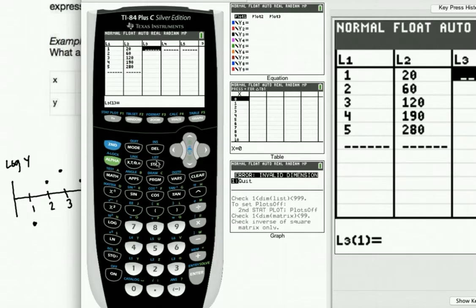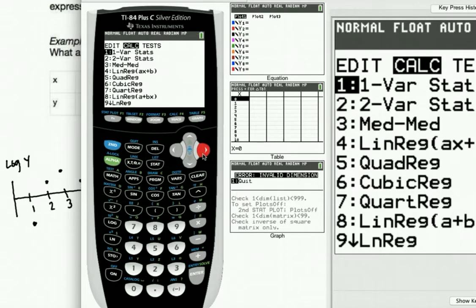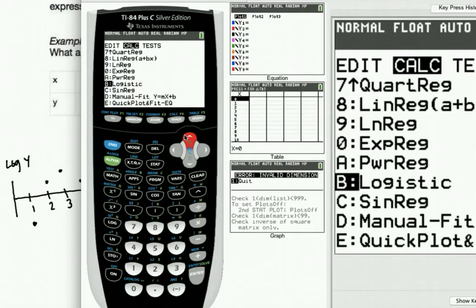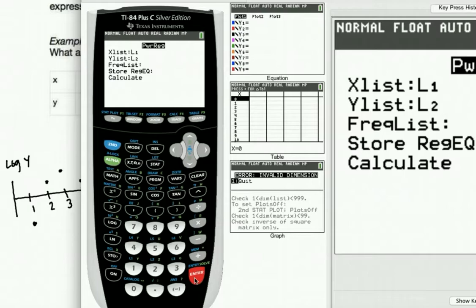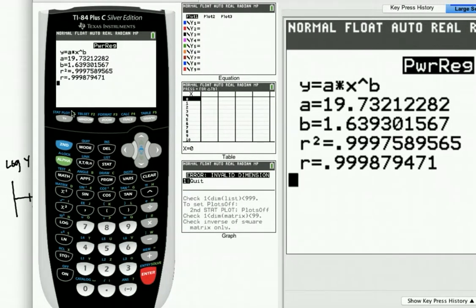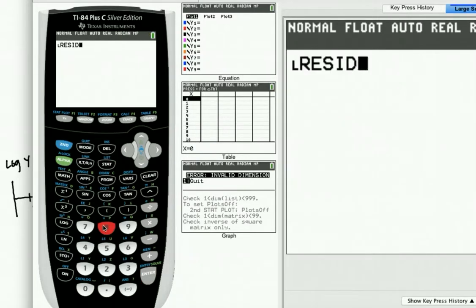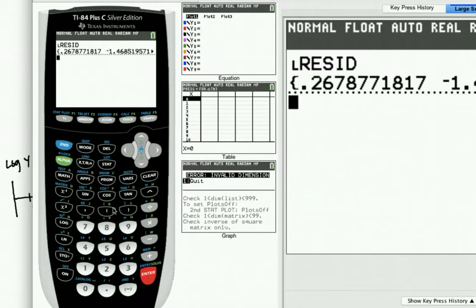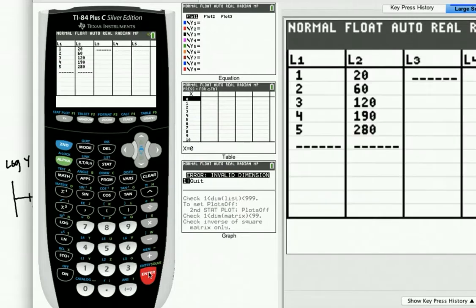Okay, so now we're going to do stat, we're going to do calc, and we're going to do a power regression because we want to try logging x's and logging y's. Now, you can go through the process of finding the log of your x's and finding the log of your y's, but your calculator will do all that for you, so it just makes things a little bit easier. Okay, so we're going to do power regression. Your x's are your L1s, your y's are your L2s, and then we're going to go to calculate. So when we calculate, we're going to get our equation here, and then we want to go get our residuals. Okay, so we're going to do second, stat, get our list, do our residuals. It'll calculate those for us, and then we're going to go put them in our L3.